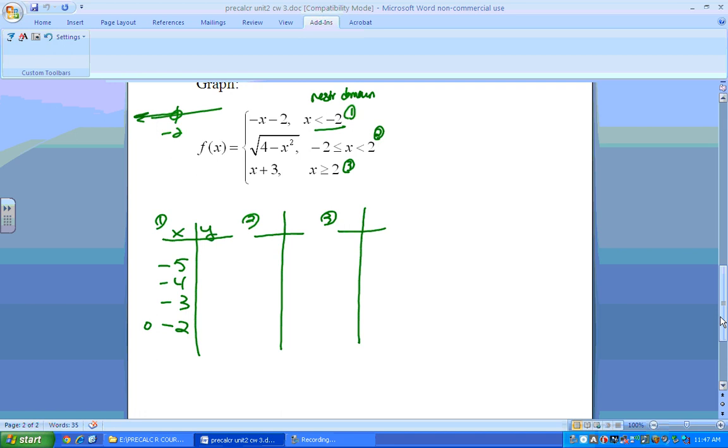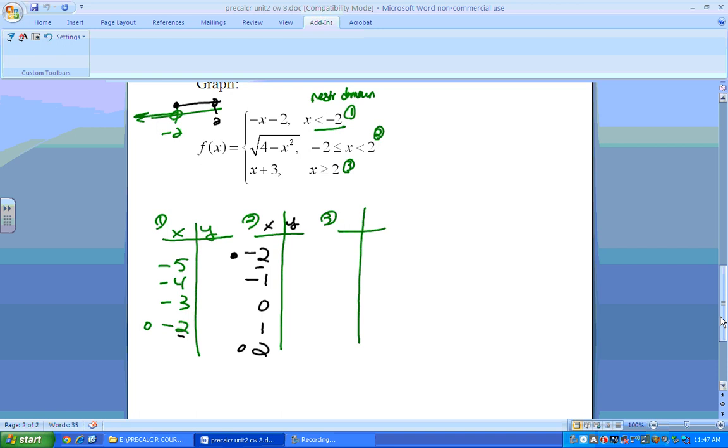Now, the next one says go from negative 2, can use, to positive 2, can't use. See that little piece of restricted domain? Negative 2, negative 1, 0, 1, 2. This negative 2 I can use, this positive 2 I can't use. So do you see your negative 2's right now? This guy's open, this guy's closed. Good so far?